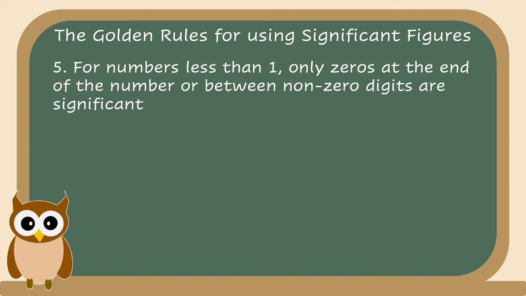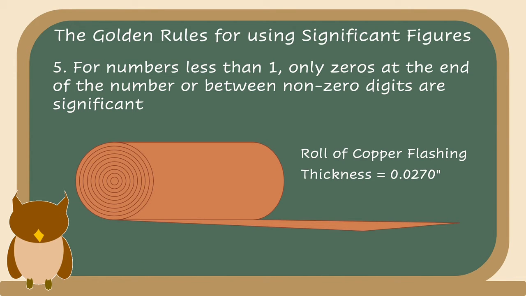Rule number 5. For numbers less than 1, only zeros at the end of the number or between non-zero digits are significant. Take for example the thickness of copper flashing at 0.0270 inches. The first two zeros are not significant, but the zero at the end is significant. Therefore, we have three significant figures.